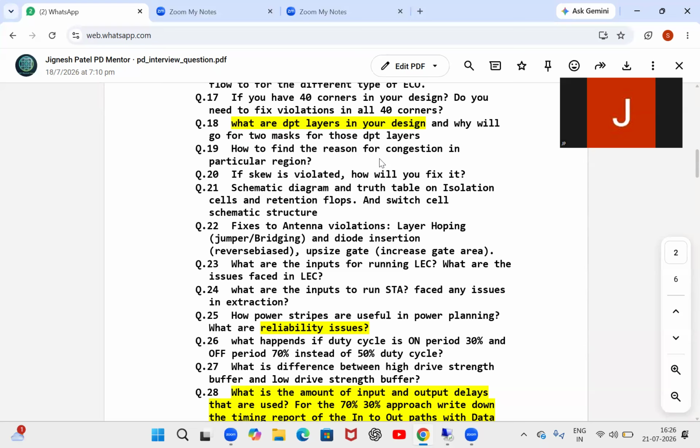Fine. So yeah, 27 number. That is a device physics or conceptual question.